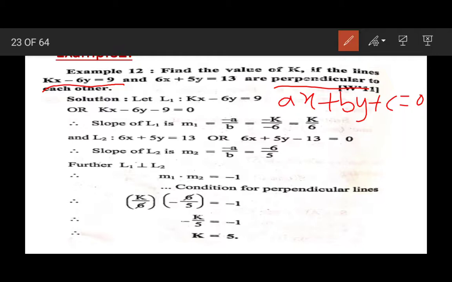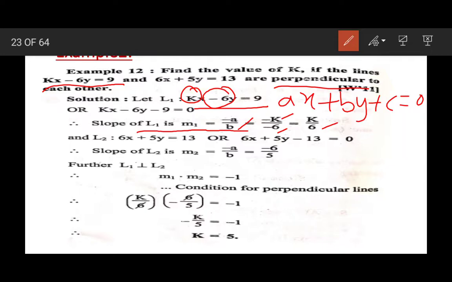So when equation of a line is given, then slope m1 for the first line will be minus a upon b. So minus a is what? Here a is k, b is minus 6. So k upon minus 6, okay, that is equal to k upon 6.